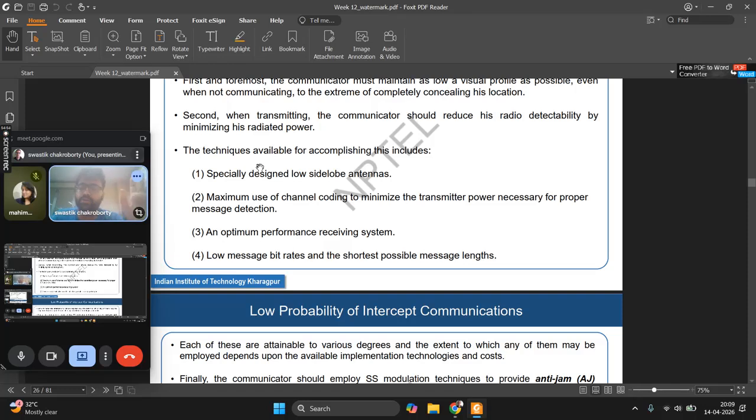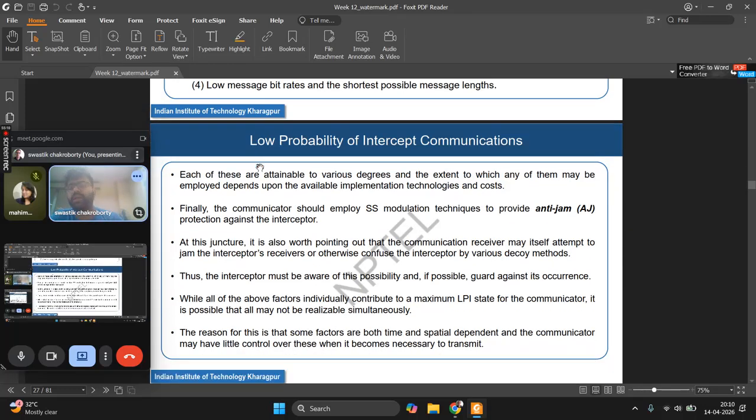Bitrate is the last of your concerns, but enemy evasion is your first concern. Secrecy is your second concern. Your message should not be detected. And third is your receiver sensitivity, so that every unintended receiver will register it as noise. Each of these is attainable to various degrees, and the extent to which any of them may be employed depends upon the available implementation technologies and costs.